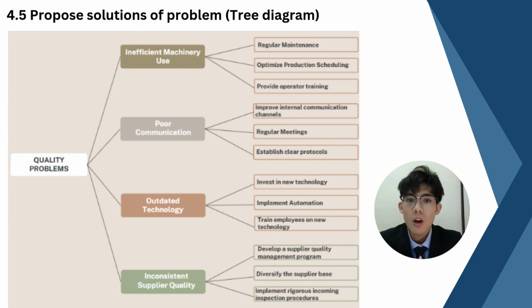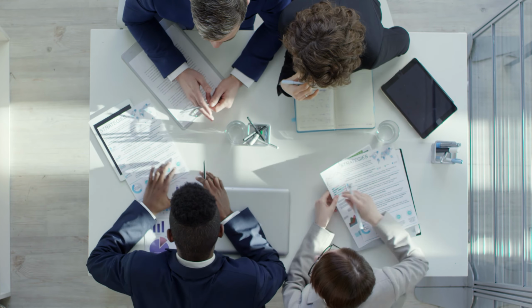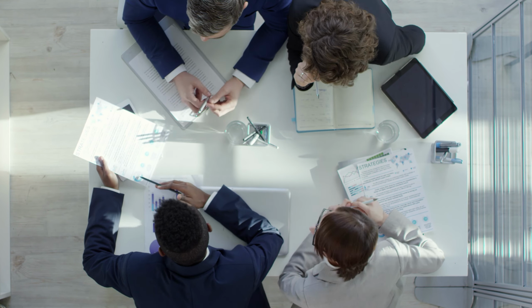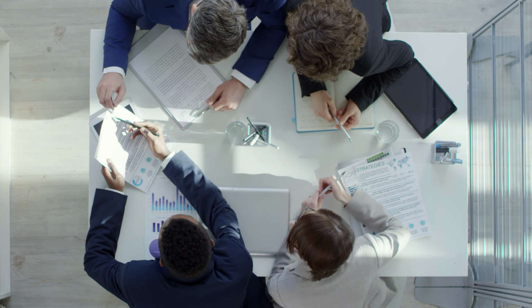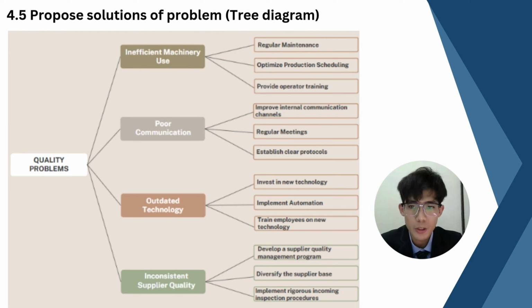Next, I will present our findings on the quality control practices at Plexus Corporation. Our focus will be on the tree diagram, which identifies the main problems in quality issues and proposes solutions to improve production quality and efficiency. The tree diagram helps us systematically identify and address the root causes of quality issues at Plexus Corporation. It breaks down complex problems into manageable components and offers clear strategies for improvement.